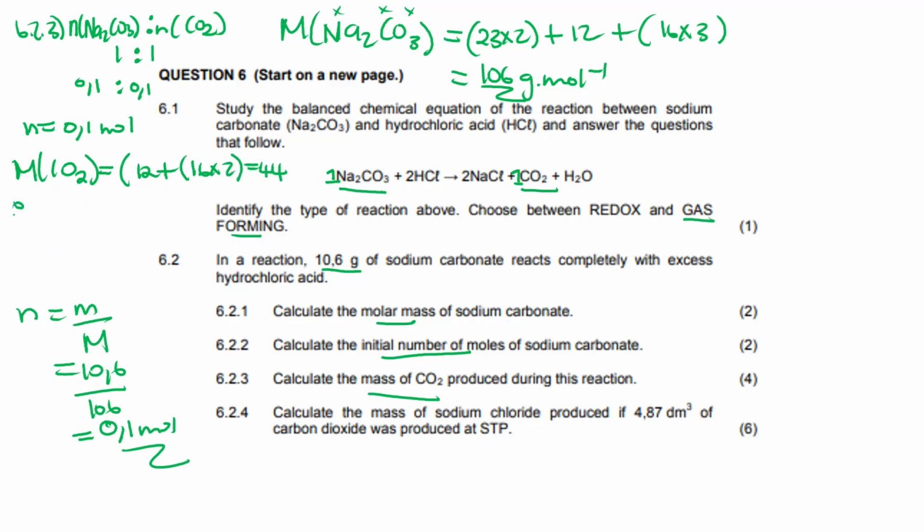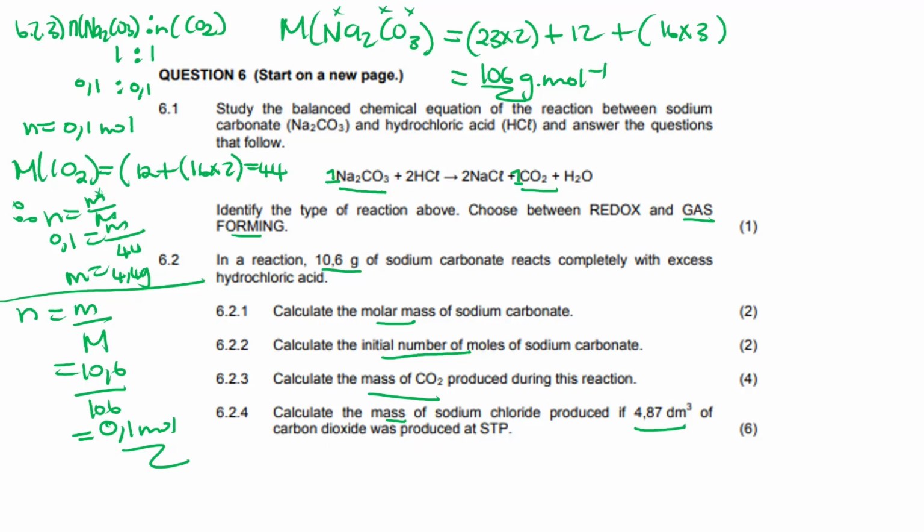So I can use my formula to calculate that mass. We have 0.1 moles, and we now have the molar mass of 44. We multiply 44 times 0.1, and we get 4.1 grams. Then 6.2.4, calculate the mass of sodium chloride produced if 4.87 decimeters cubed of carbon dioxide was produced at STP.